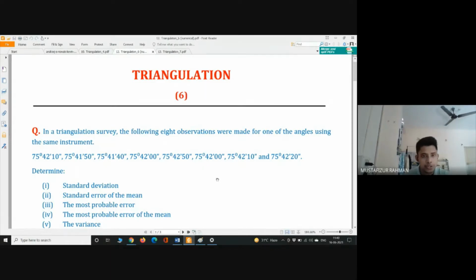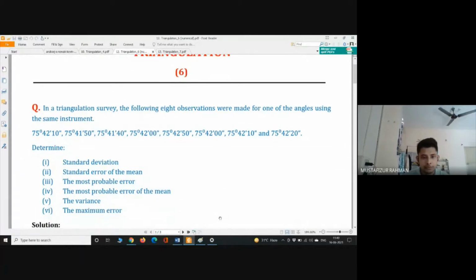Now here we have a question. We have a triangulation survey where we have measured one angle 8 times. This is the same angle, but we have measured it 8 different times. And we have to find out ultimately the standard deviation, standard error of the mean, most probable error of the mean, the variance, and the maximum error. These things we have to calculate from this data set. Now we have formulas for standard deviation, etc. This is the same formula that we studied in statistics.